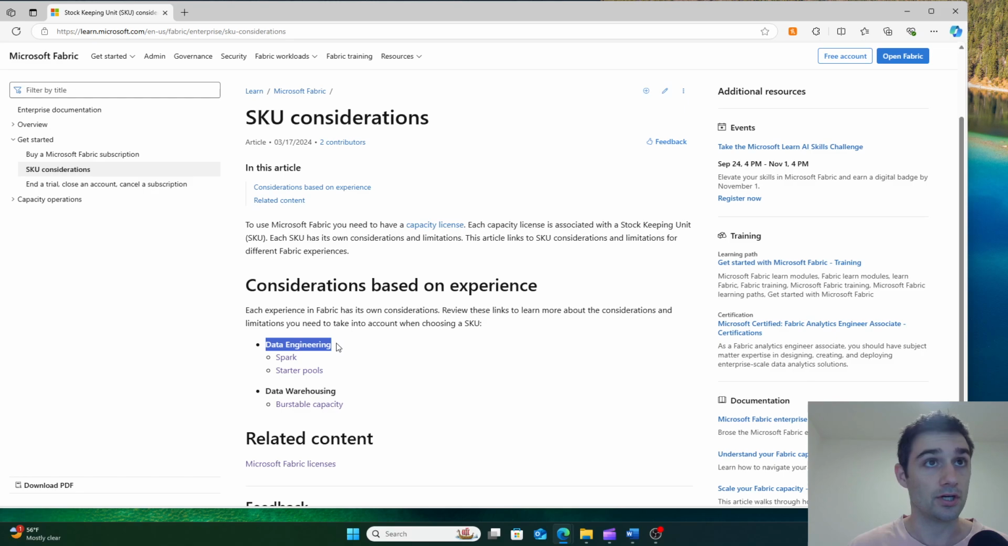So for data engineering workloads, they recommend that we consider Spark and then starter pools. And then for data warehousing workloads, they recommend that we consider bursting capacity.